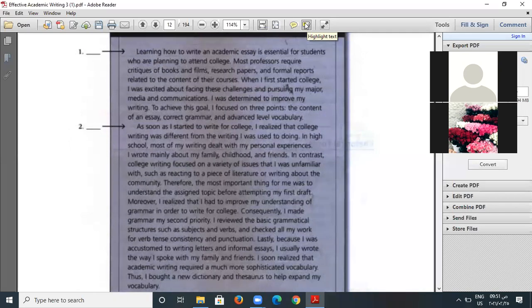Lastly, of course now we say "lastly", which means it is the end of the essay. Lastly, because I was accustomed to writing letters and informal essays, I usually wrote the way I spoke with my family and friends. So what was the type of writing here? I usually wrote the way I spoke. Notice, when you write the way you speak, okay? Because it is called academic writing, you use language special to writing. So this writer says: I usually wrote the way I spoke with my family and friends. So what must change? I soon realized that academic writing requires a much more sophisticated vocabulary. So what does academic writing need? Much more sophisticated vocabulary.